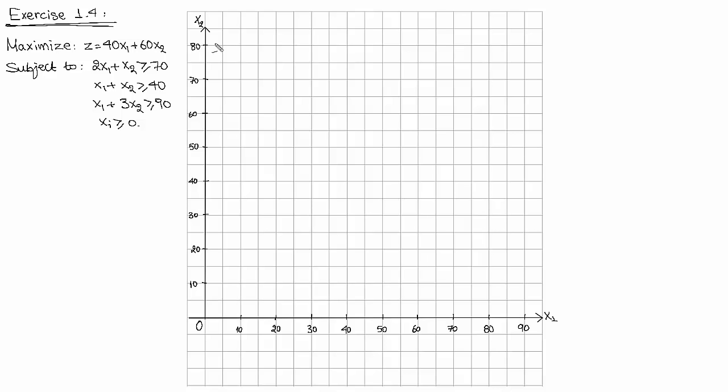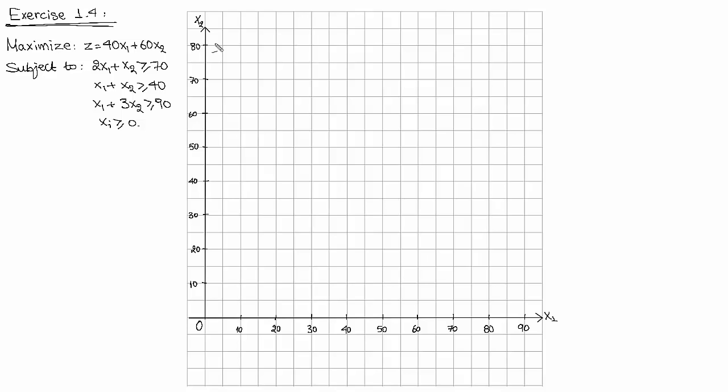We are going to do exercise 1-4 from chapter 1 of the book. We need to find the graphical solution of this LP problem. In order to do that, we need to sketch the feasible region in order to find the corner where the optimal solution occurs. So we're going to graph 2x1 plus x2 equals 70, x1 plus x2 equals 40, and x1 plus 3x2 equals 90.